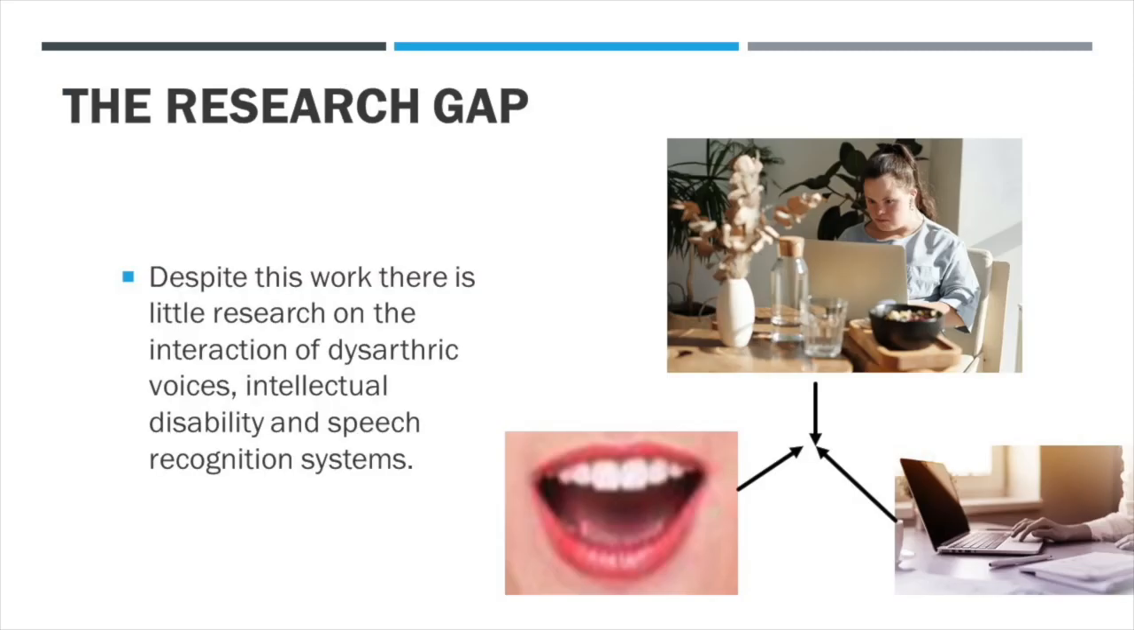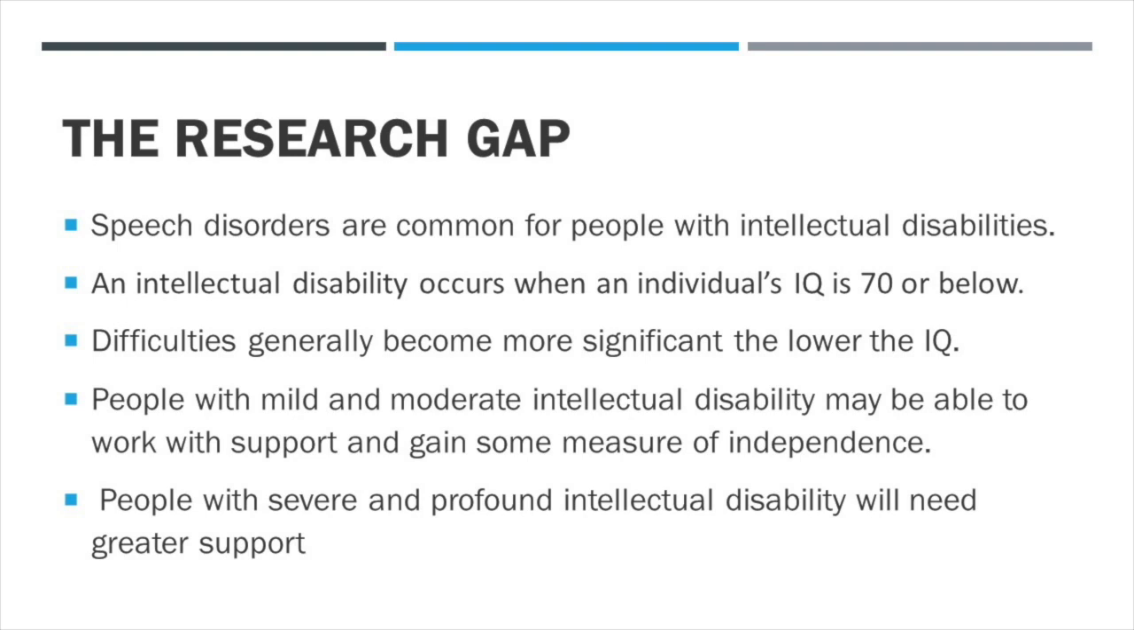Despite the work that has been going on, there has been little research into the link between dysarthric speech, intellectual disability, and speech recognition software. Speech disorders are common for people with intellectual disability. An intellectual disability occurs when someone has an IQ that is 70 or below. Intellectual disability makes it difficult for someone to learn new skills.